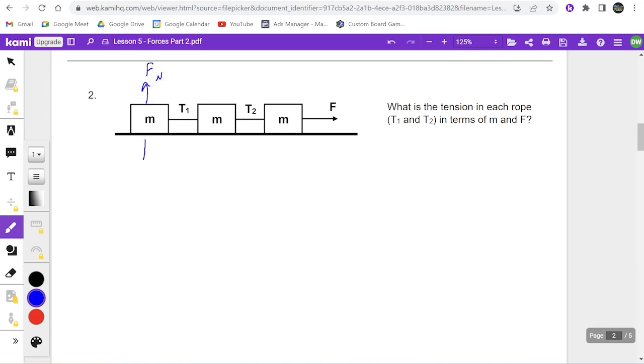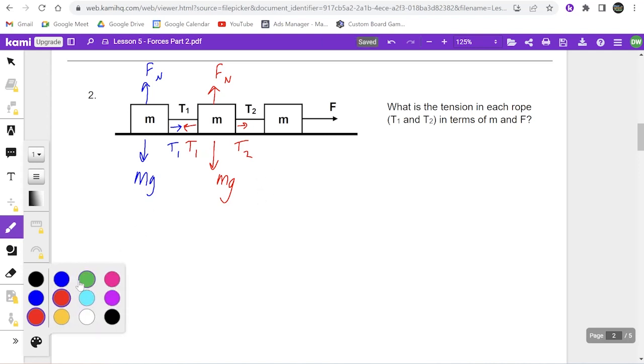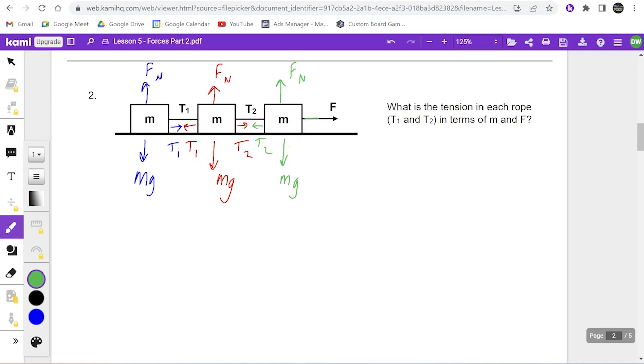So for the left box, I have 3 forces. Normal force going up, mg going down, and a tension force we call T1 pointing to the right, just like that. Now for the middle box, same idea. Fn pointing up, mg pointing down. But this one has 2 forces acting on it. We got T1 pointing to the left and T2, tension 2, pointing to the right. And then, of course, for the third one, we got, again, a normal force, mg going down, T2 going to the left, and a force F, which is already here. F is pointing to the right.